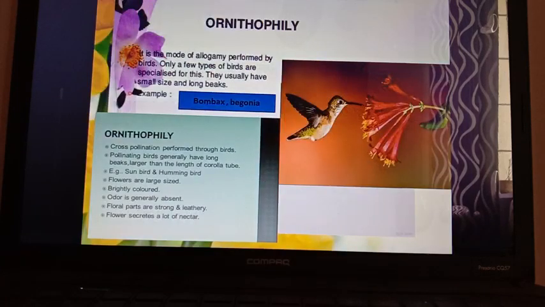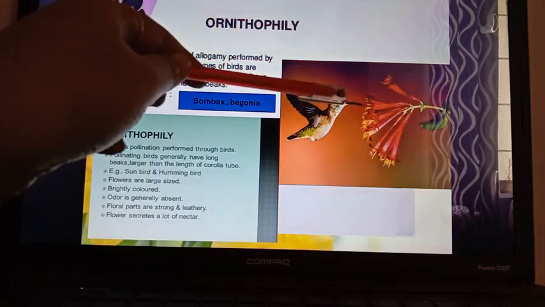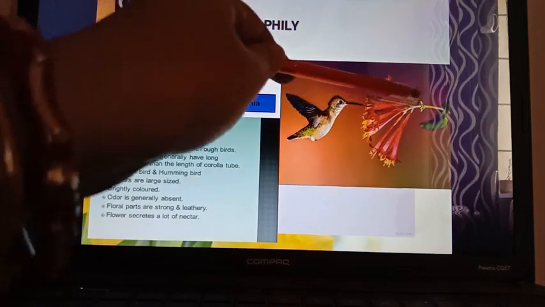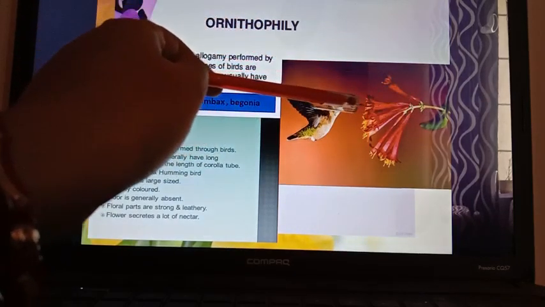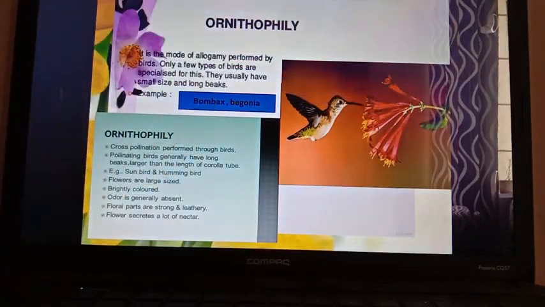Now it is the mode of pollination that is performed by the birds. Only a few types of birds are specialized for this. Already I have told, hummingbird and sunbird. They usually have small size, long beaks. You can see in the picture long beaks, because these flowers are funnel shaped, and through that funnel they have to enter their long beak to collect the nectar.